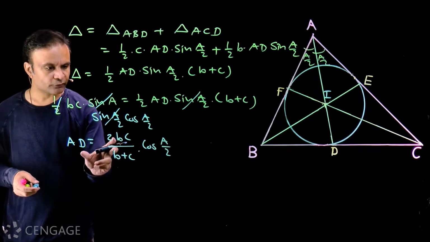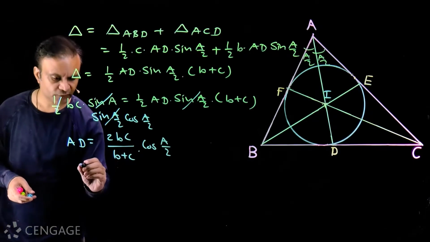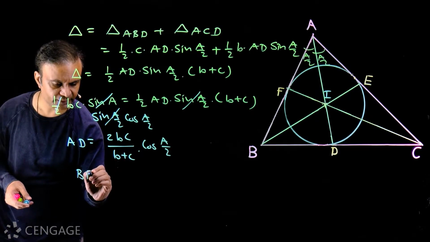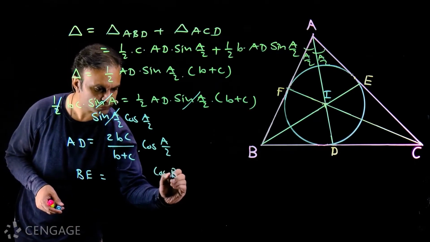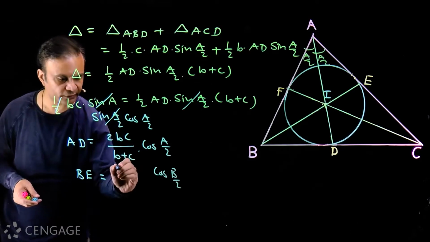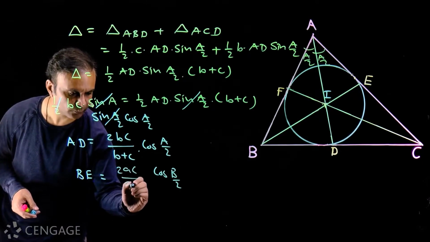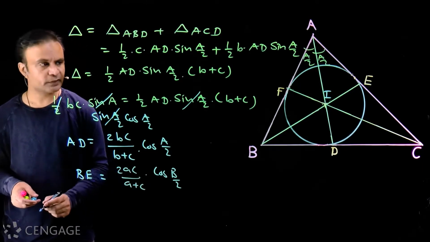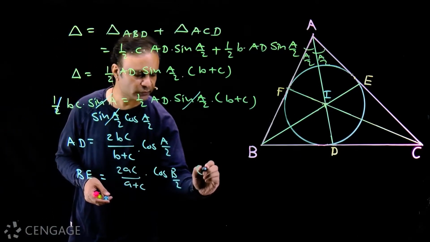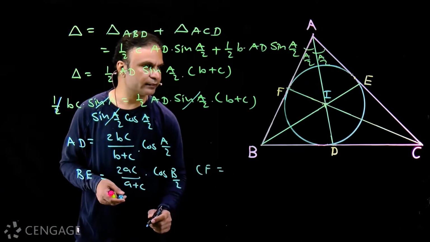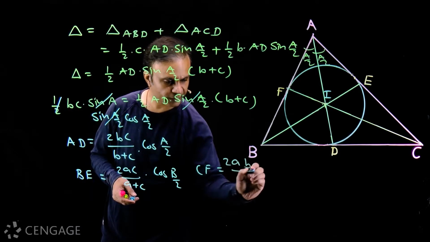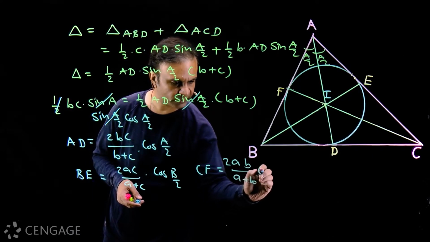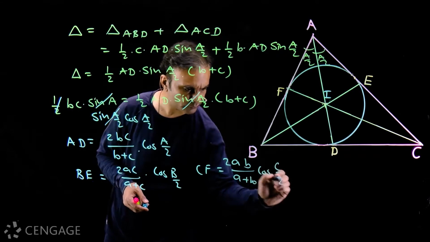Now from the structure of this formula, we can get the length of internal angle bisector BE. This is equal to 2ac upon (a plus c) multiplied by cos of B by 2. And the length of internal angle bisector CF will be 2ab upon (a plus b) multiplied by cos of C by 2.